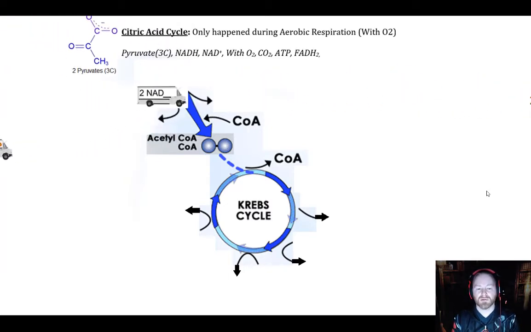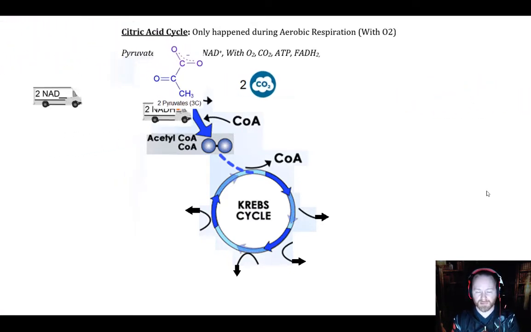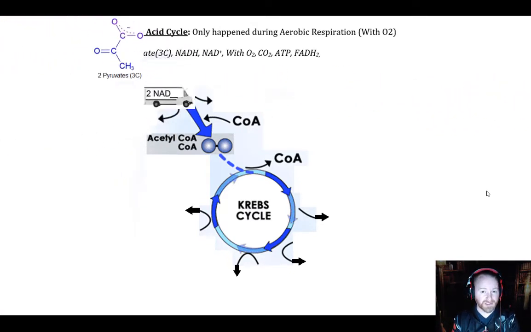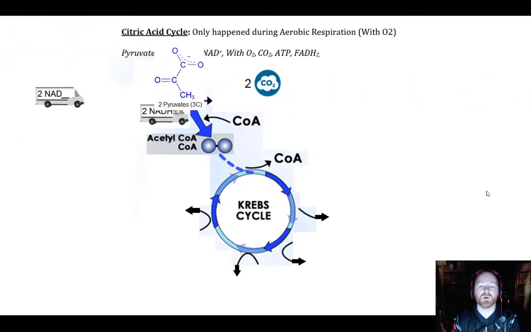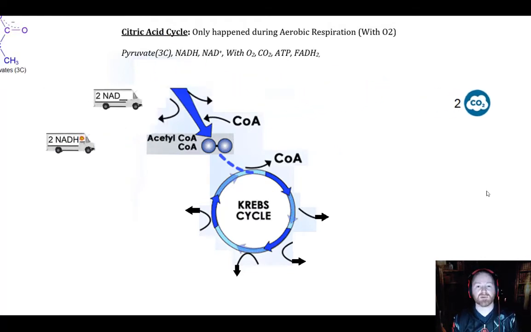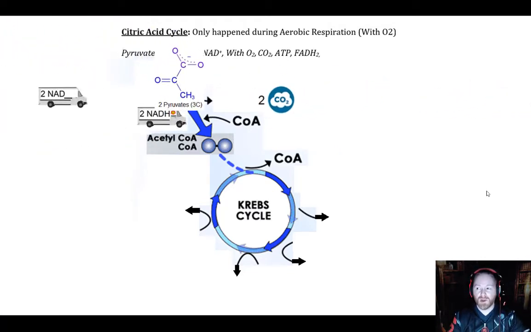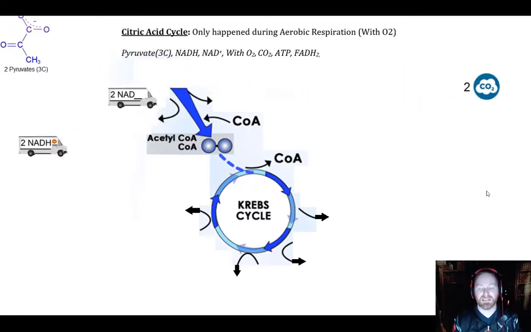So once we get those 2 carbons into the Krebs cycle, into the citric acid cycle, the first thing that's going to happen is we're going to remove all the carbons. We simply don't need them anymore. Remember, the whole point of the carbons was to stabilize the hydrogens for storage. We're not storing it anymore. We're going to use the hydrogens, so we don't need the carbons.